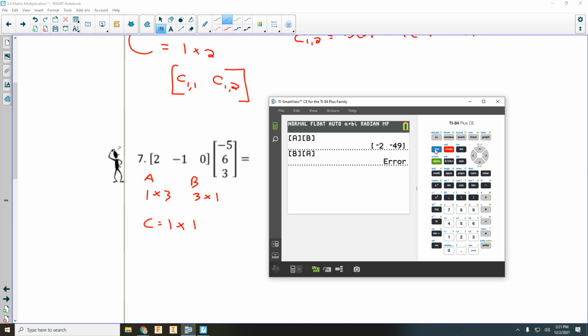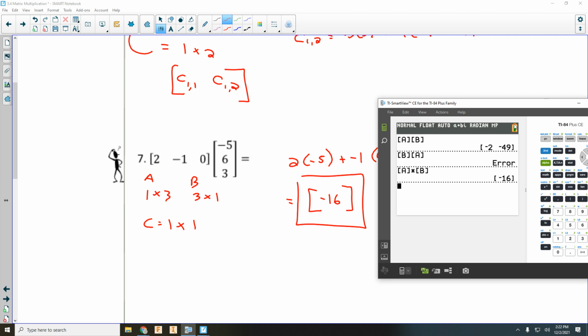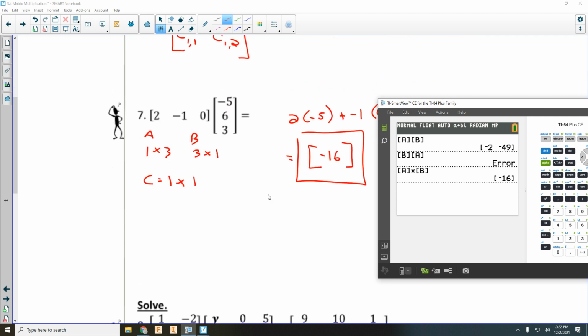Yeah, I mean, you could do second matrix. So we're going to do A times B. You can put a times sign between them if you want to. But if you don't write it, multiplication is understood, correct? A times B. Negative 16. That's what we got on pencil and paper.